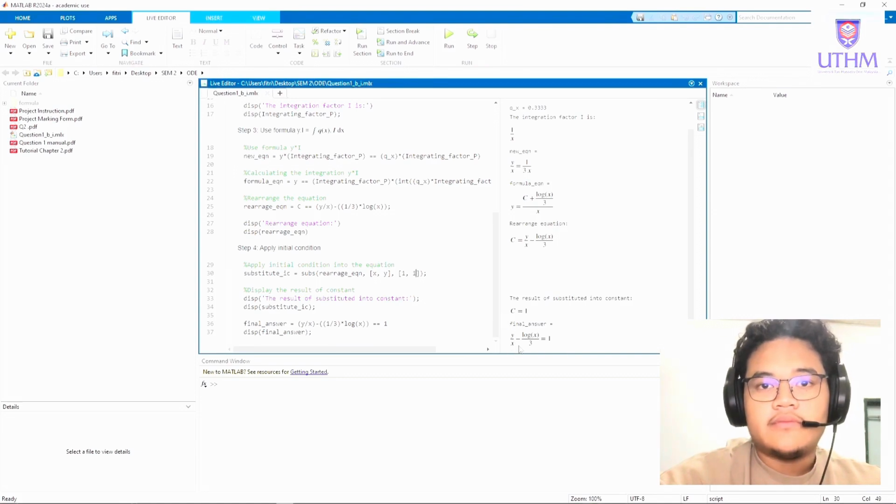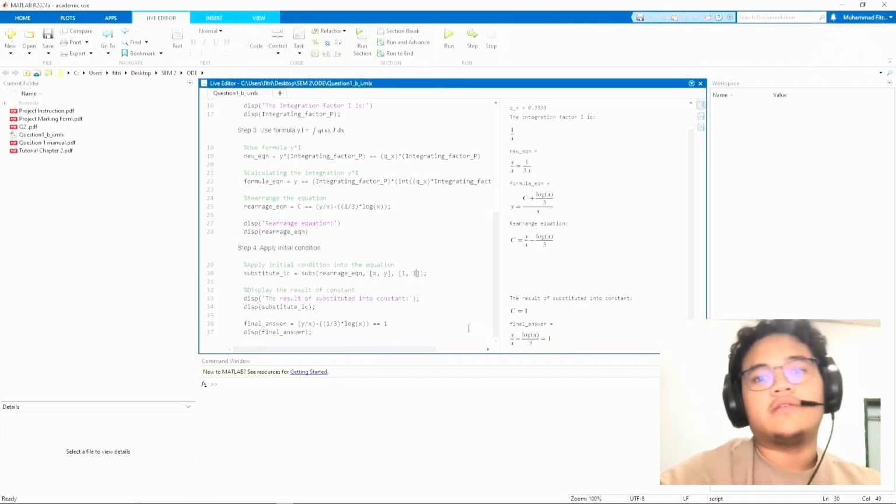y over x minus log x over 3 equals 1. That's the final answer and the particular solution.